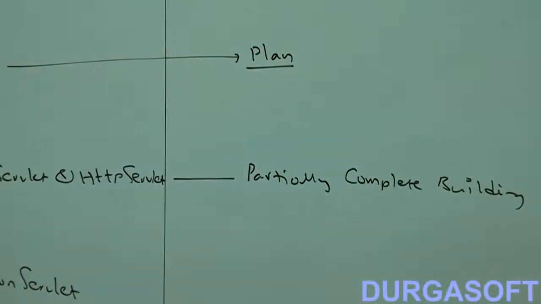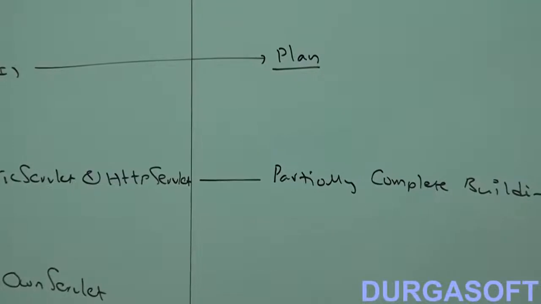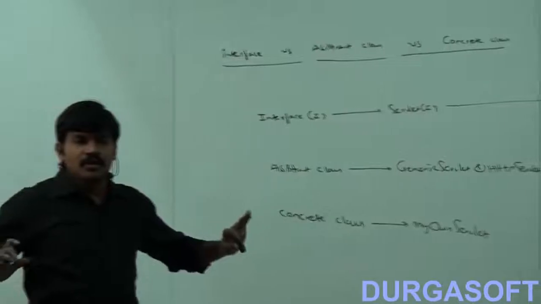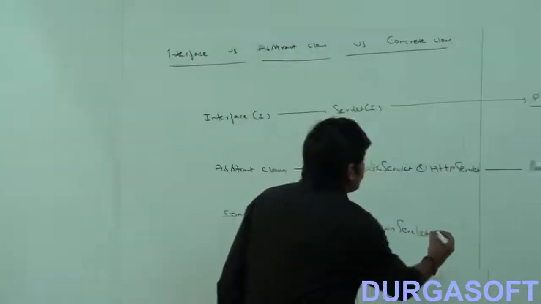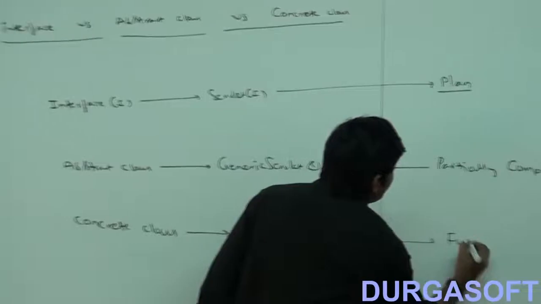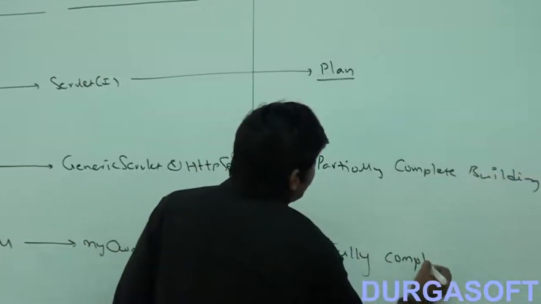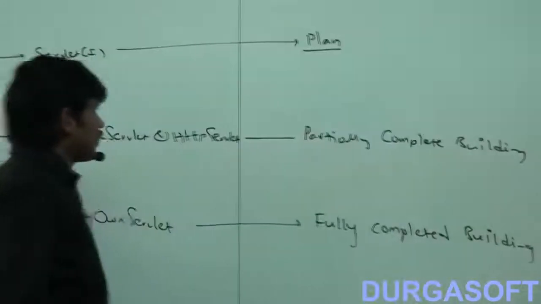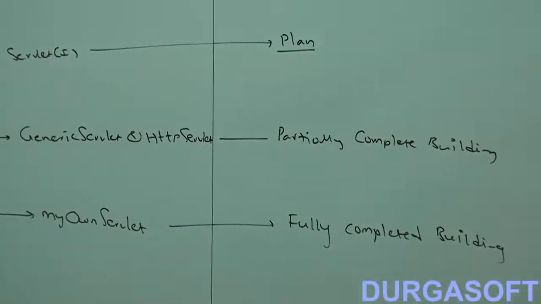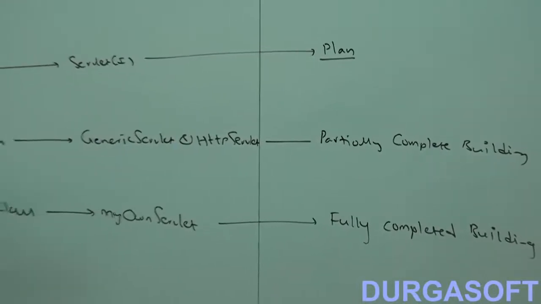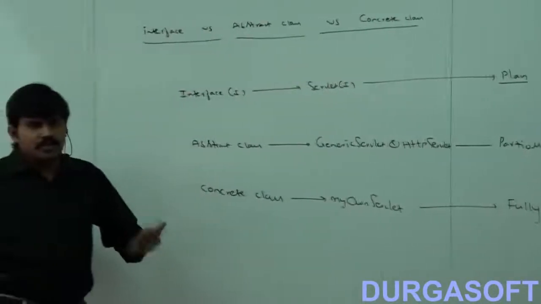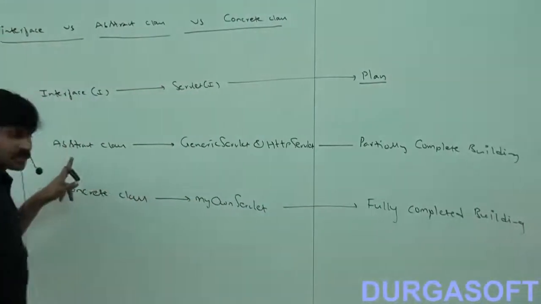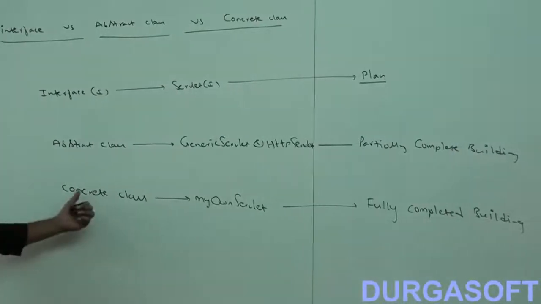We are talking about implementation but not completely. If the 1,000-floor building is constructed and ready to use, that is a concrete class, a fully completed building. I hope you can understand. So the plan is like the interface concept, just a requirement specification. A partially completed building, a partial implementation, is like an abstract class. A fully completed building is a concrete class.